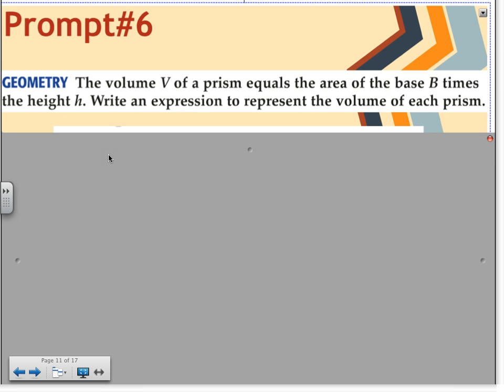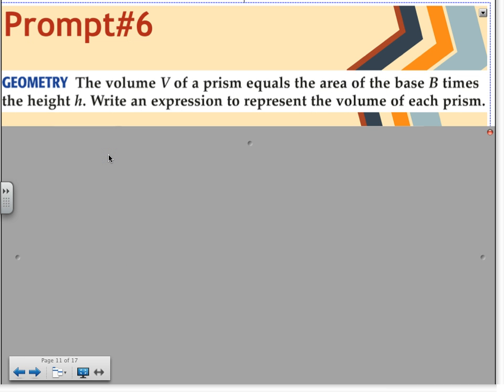Okay, so as always, before we start anything at all, you really want to start off by reading the directions instead of seeing the entire thing. Break it down to pieces and read it to see if you actually understand what they're asking you to do. For instance, for prompt 6 here, it says the volume V of a prism. So before you even progress, think about this. We're talking about volume. It's a prism.